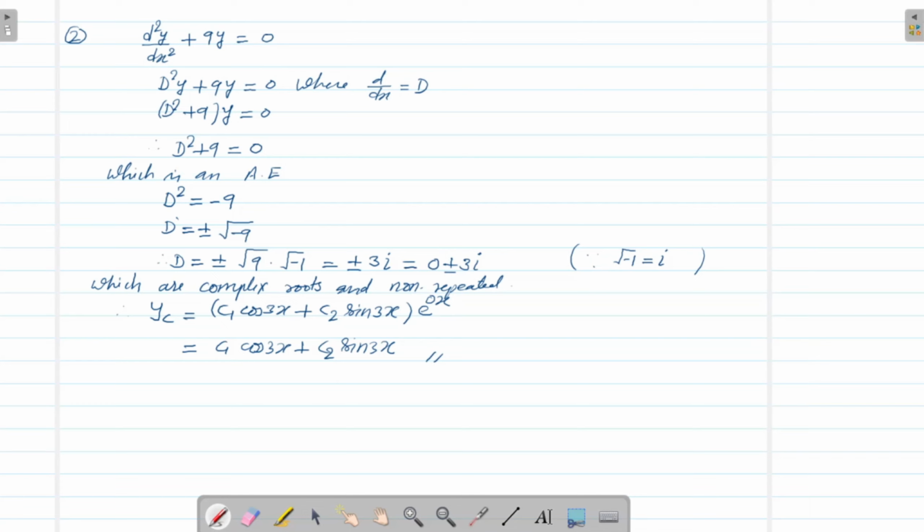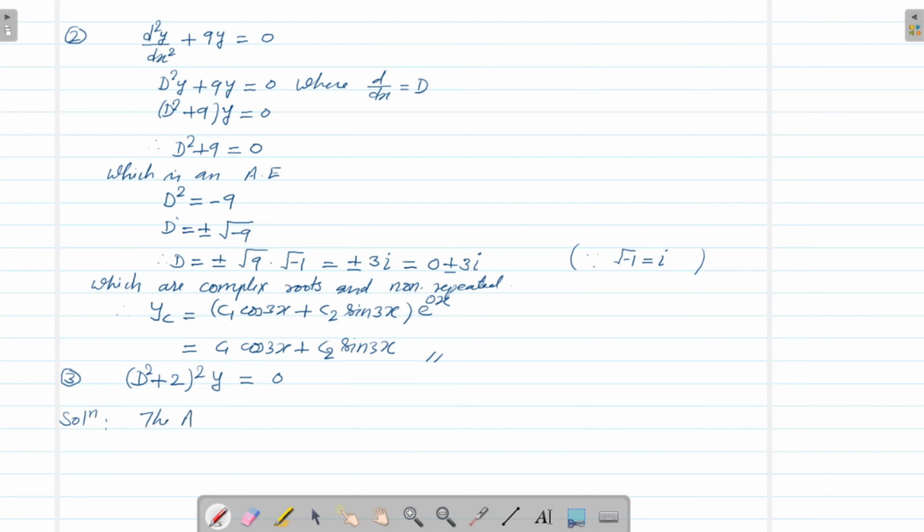Now let us take another problem for the repeated case. Problem number 3. The given differential equation is (d square plus 2) the whole square y equal to 0. So this is your given differential equation, and we can write the auxiliary equation.